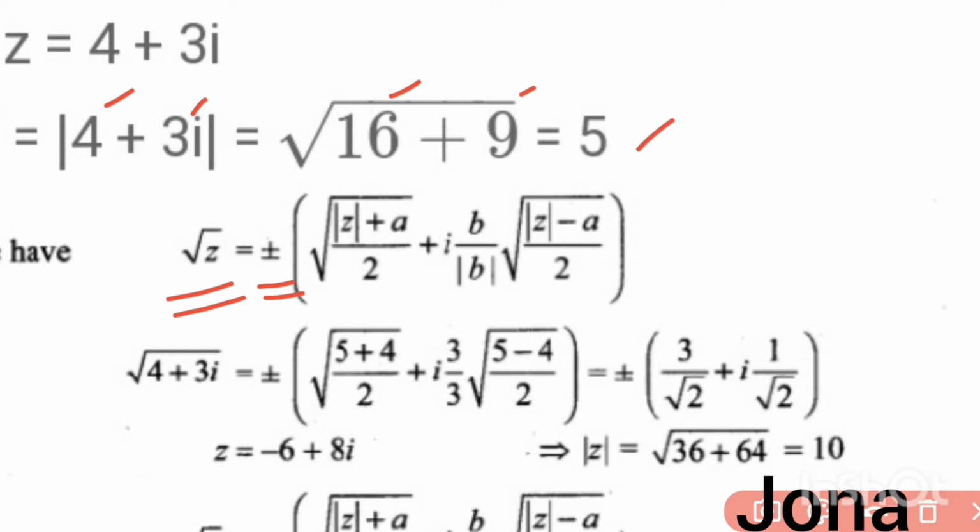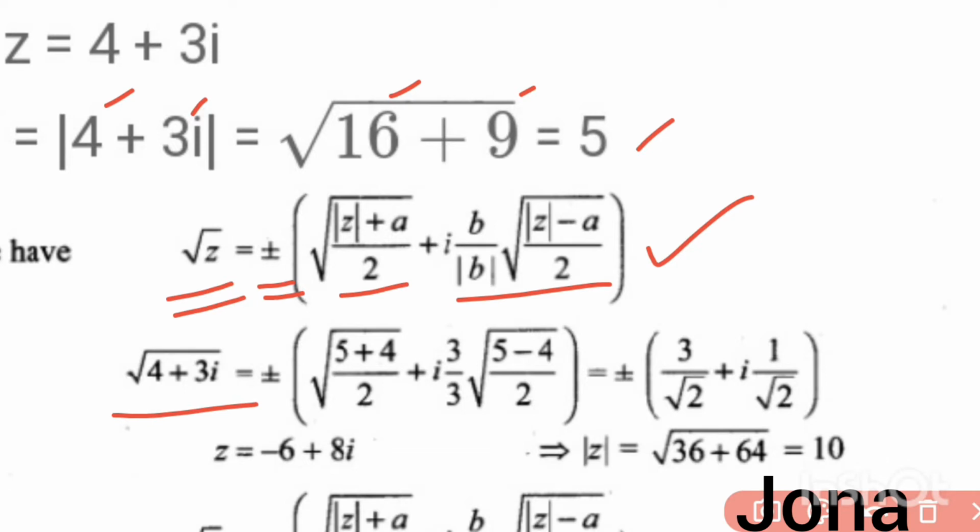square root of (mod z plus a) by 2 plus i into b by mod b into square root of (mod z minus a) by 2. We want to find the square root, isn't it? So this is the actual method for finding the square root of the complex number.